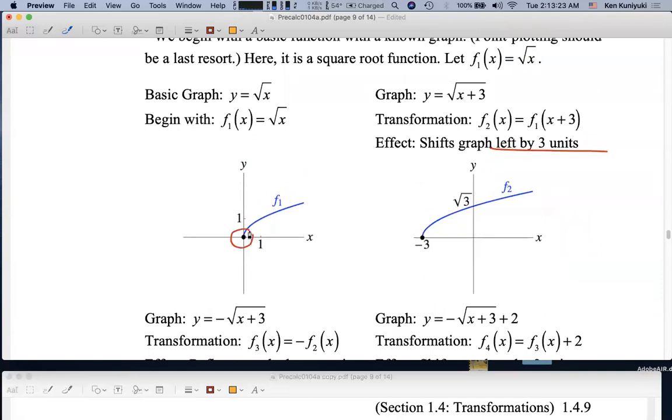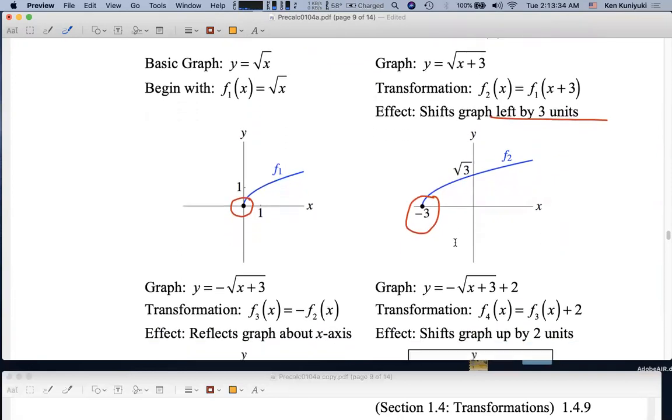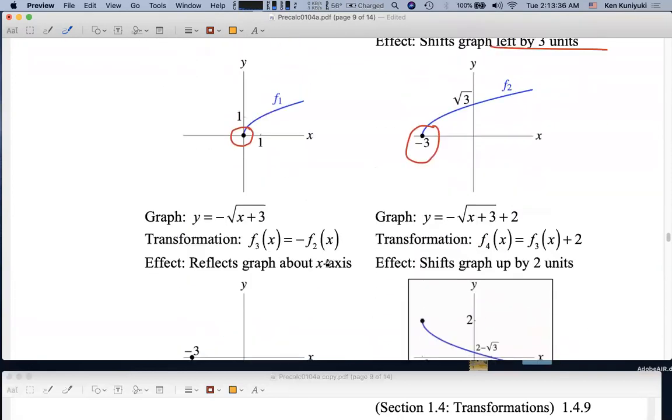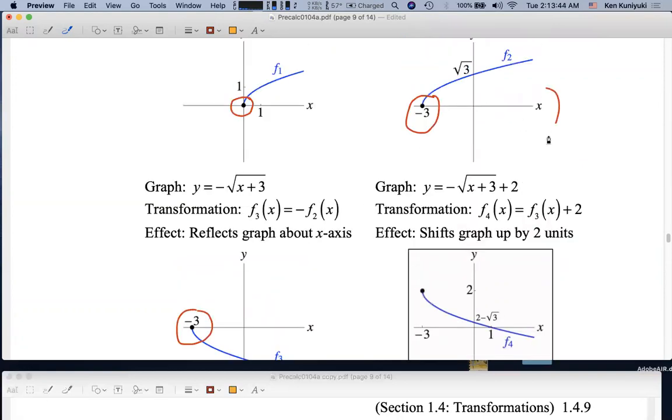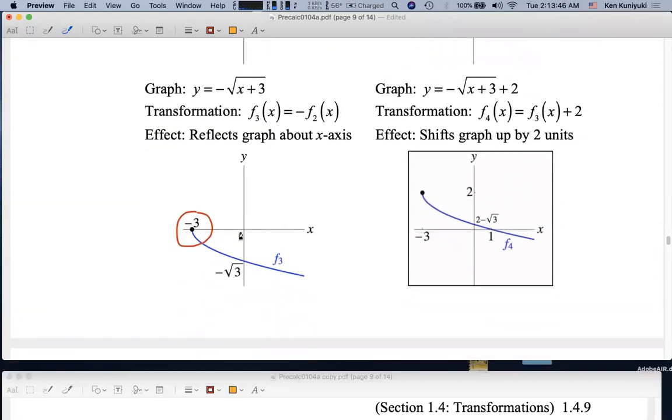You don't have to worry about intercepts until the end, but the endpoint we have to care about anyway. We can actually trace its behavior. 0, 0, after we shift left by 3 units, goes to -3, 0. Now, when we reflect about the x-axis, we call this a fixed point in the transformation. It doesn't change. It stays at -3, 0 when you reflect about the x-axis. And then when you move it up 2 units, it goes up to this point here.